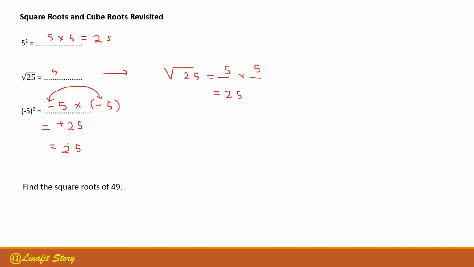Then, how to find the square root of 49? The square root of 49 is 7. Why? Because 7 times 7 is 49. So over here, the square root sign is used to denote the positive square root only. We can combine both the positive and negative square root by writing plus minus square root of 25 is equal to plus minus 5.